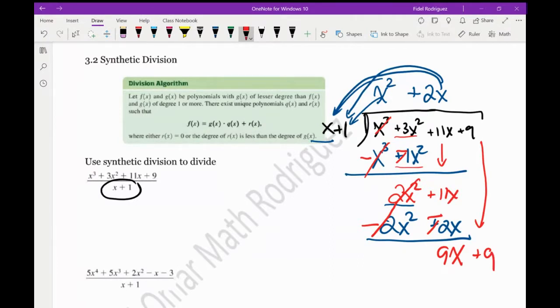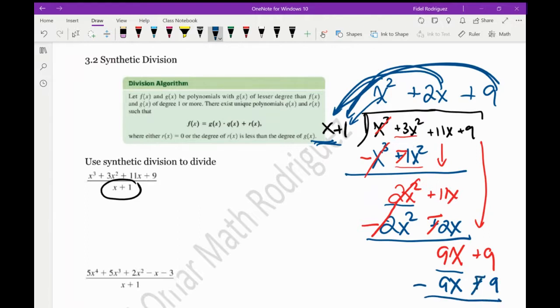And I'm going to do this one more time. I'm going to say, what do I need to multiply x by so that I would get a 9x? Okay, look, let's just multiply it by 9. So 9 times x leaves me with a 9x. And 9 times 1 leaves me with a 9. And I'm going to subtract. And I'm going to subtract again. And those 9x's are going to cancel. And those 9's are going to cancel. And so that would be my answer. X squared plus 2x plus 9. That's what we get when we divide this out.